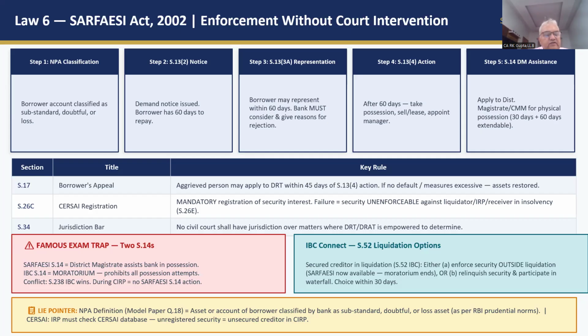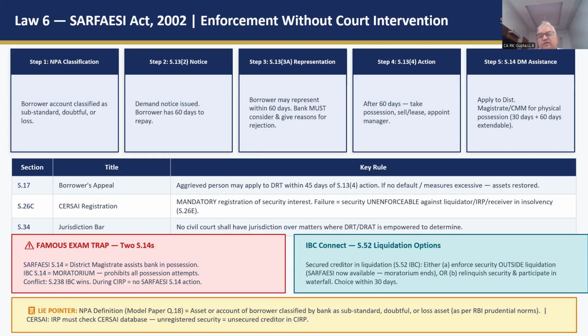Section 17 talks of the right of appeal by the borrower. So an aggrieved person may apply to the DRT within 45 days of any action taken under Section 13 subsection 4. And if it is proved that there was no default or the measures were excessive, then assets could be restored to the borrower. Section 26C says that SURFACE registration is mandatory if you want to take action under SURFACE.